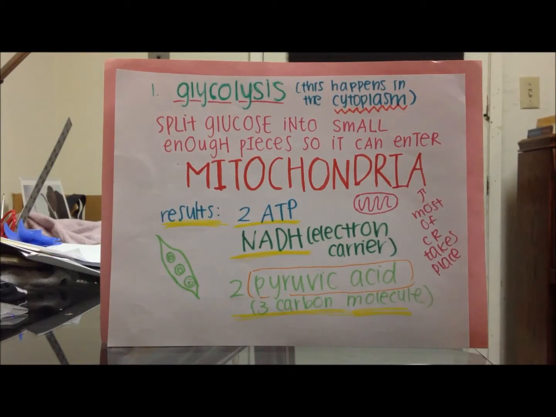First off is glycolysis. The purpose of glycolysis is to split glucose into small enough pieces so it can enter the mitochondria. The result of glycolysis is 2 ATP, NADH, an electron carrier, and 2 pyruvic acids. A pyruvic acid is a 3-carbon molecule.